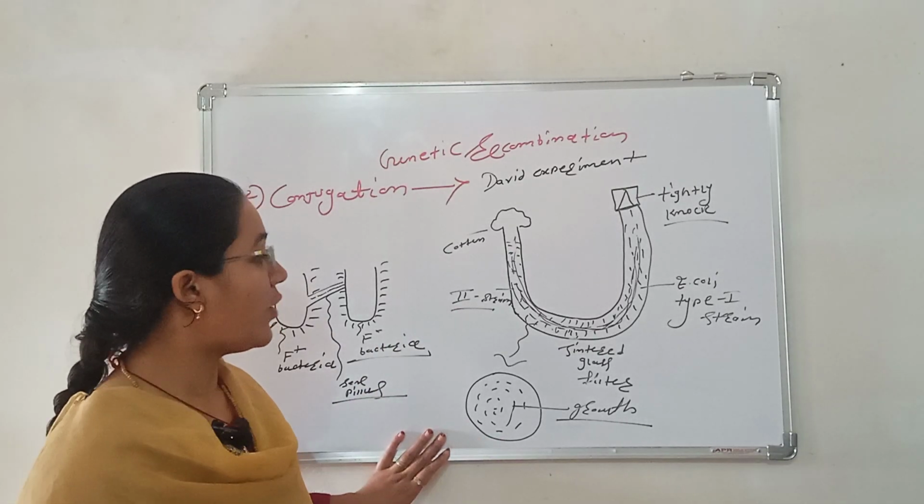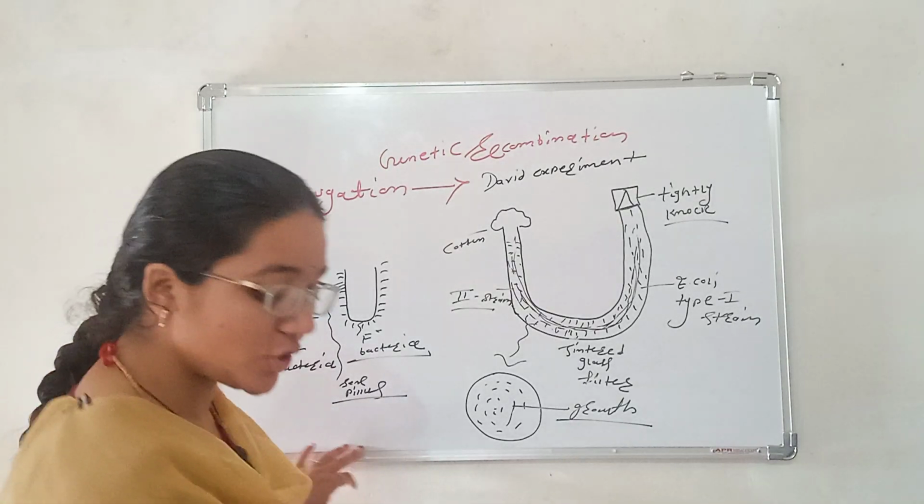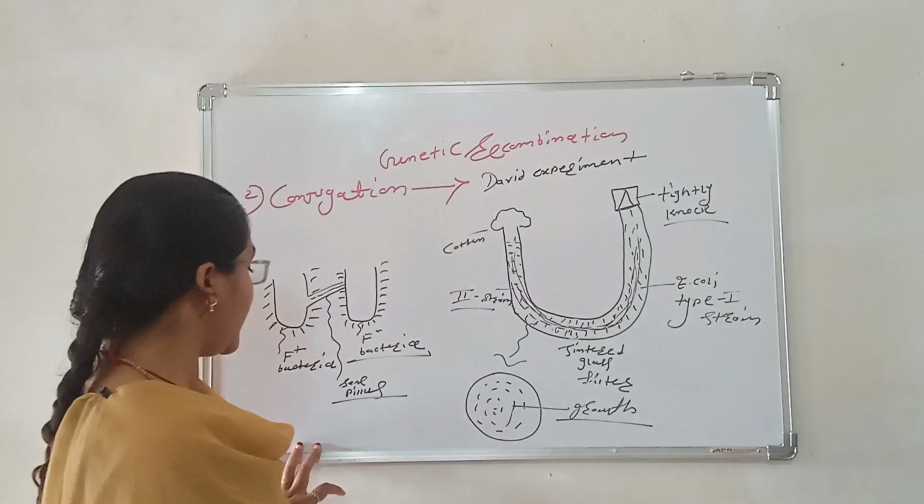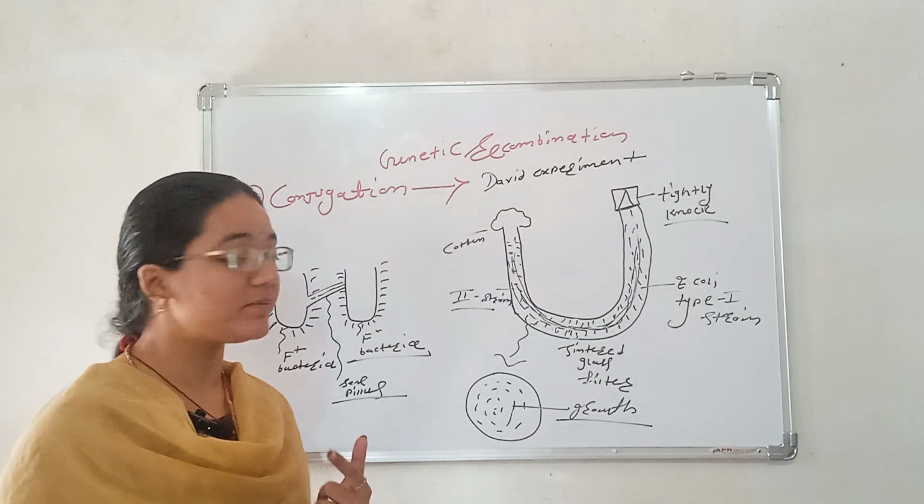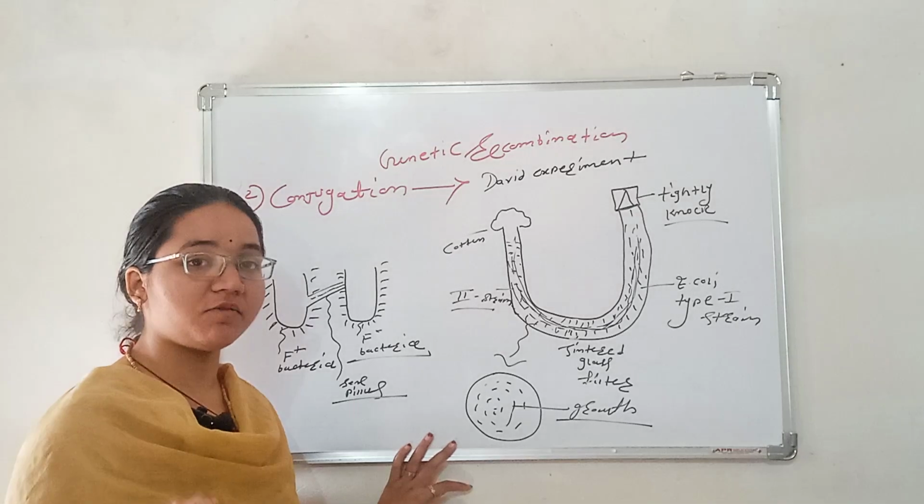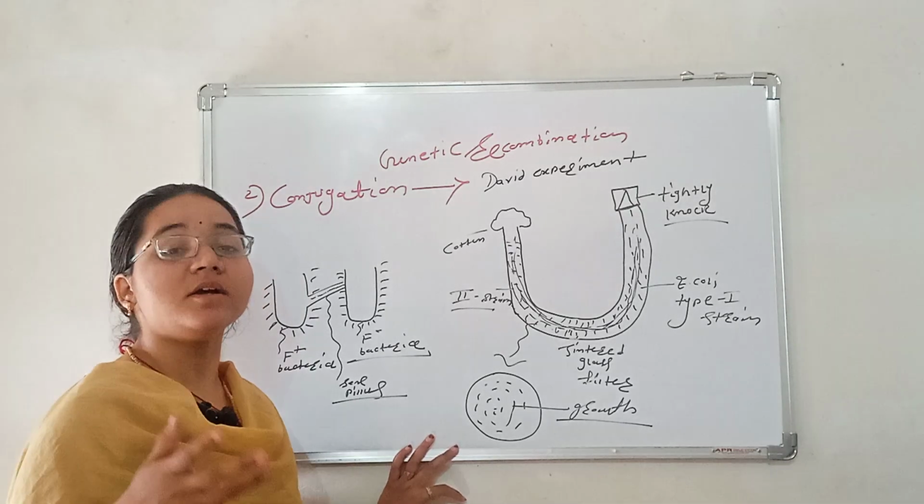So I hope you like this video, guys, take a screenshot. It's the second procedure of conjugation. In the next video I will discuss what the transduction process is, because in the last video I covered genetic recombination by the transformation process and then the conjugation process.